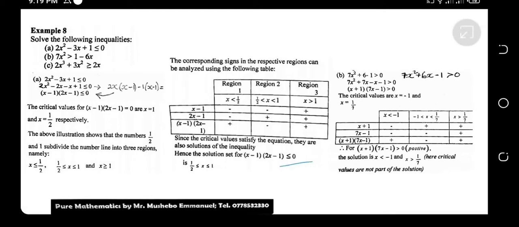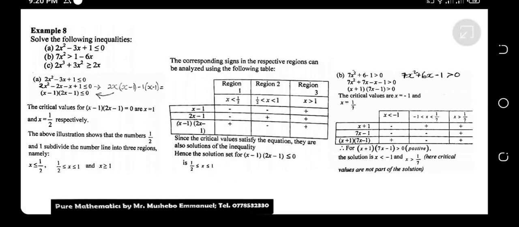Okay, yes. Then after that, why are we including here less than or equal to? It is because even a half, when you put a half here as x, the answer you'll get is 0. Also when you take this other value and put it here as x, again you'll get 0. That's why we are saying x is from a half up to 1. They are all inclusive, and this is the solution set for the first question, which is A.